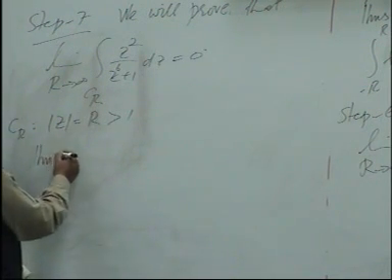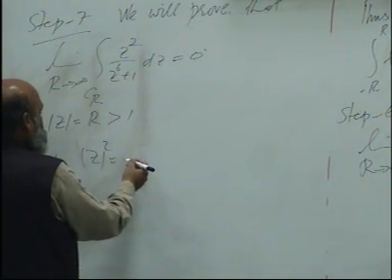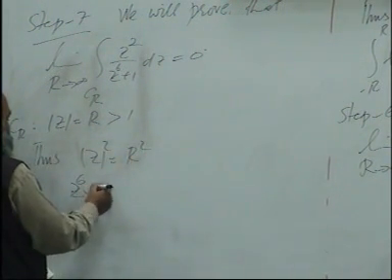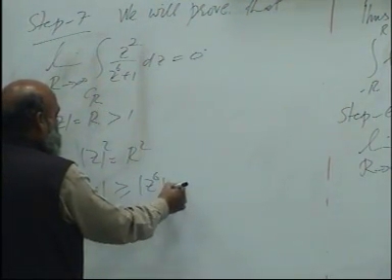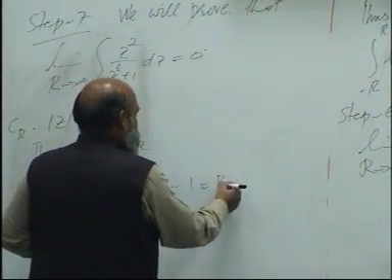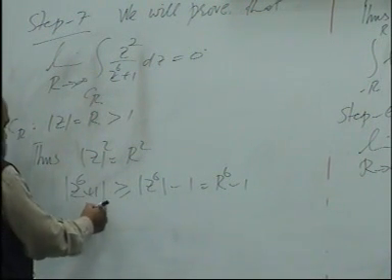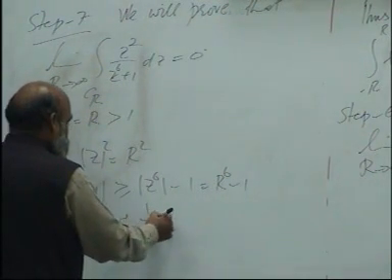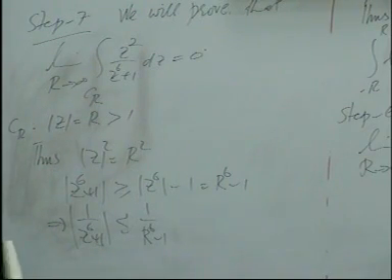Thus, mod z square is equal to r square, and mod of z6 plus 1 is greater than or equal to mod z6 minus 1, or it is r6 minus 1. So that 1 over mod of z6 plus 1 is less than or equal to 1 over r6 minus 1. Okay.